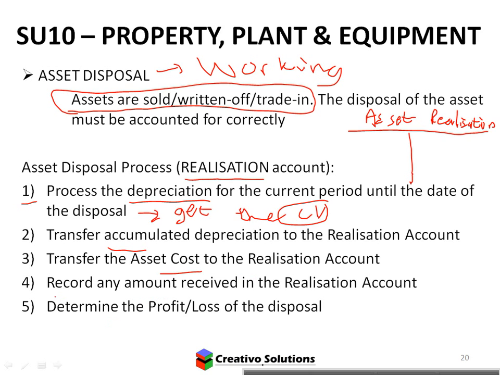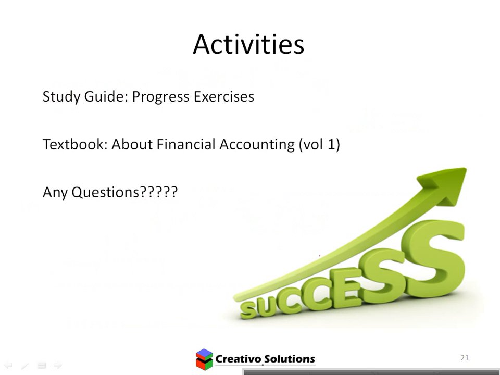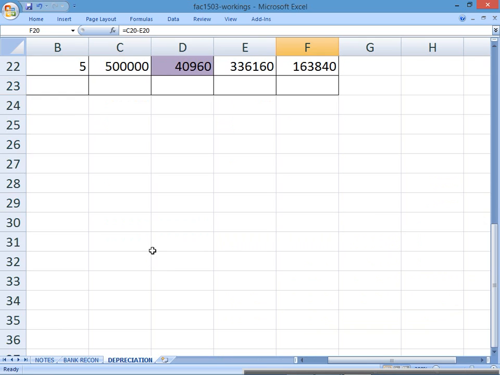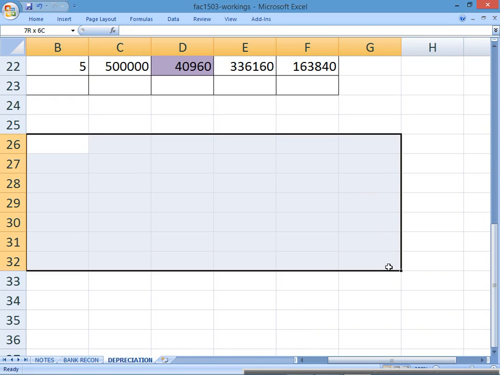Number 4 is record any proceeds, any amount that you've received from selling the asset. If I sell an asset, I'm going to have proceeds that are going to come in. And the last bit is to determine the profit or loss. So that's the slides. What I do want to do is quickly show you what that would look like in terms of a T account.